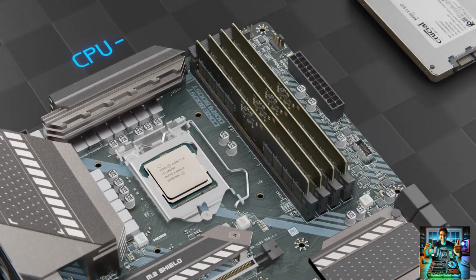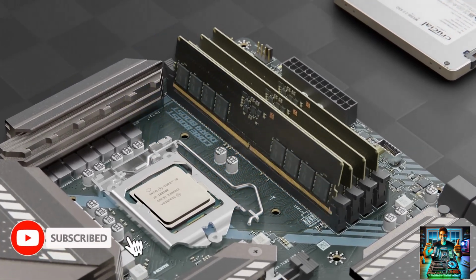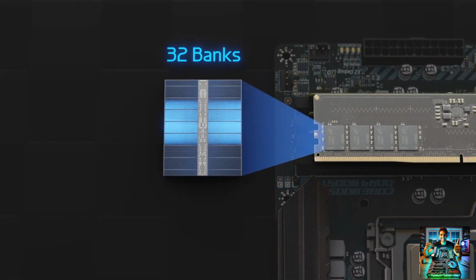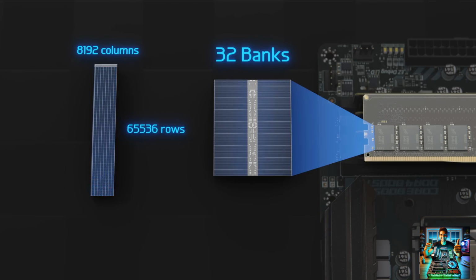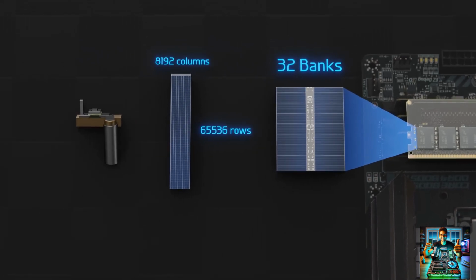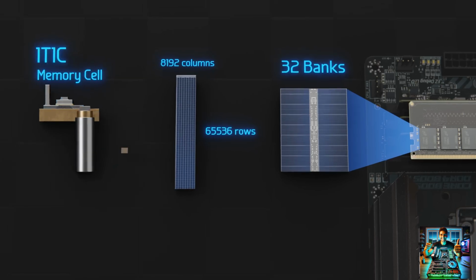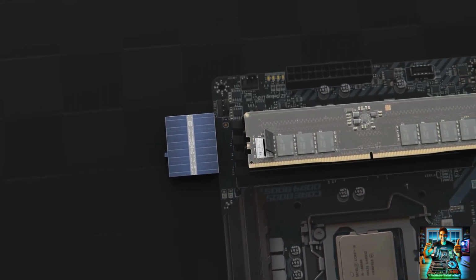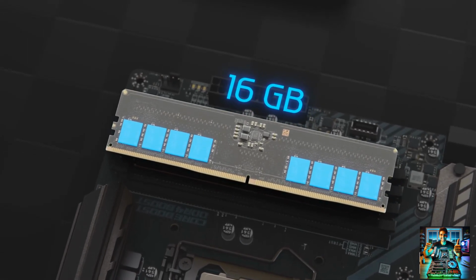The CPU communicates directly with the DRAM through memory channels running inside the motherboard. Inside each of these 8 DRAM chips is an integrated circuit composed of 32 memory banks, each 8,192 columns wide by 65,536 rows tall. The DRAM temporarily stores data using capacitors and transistors called 1T, 1C memory cells in 2D arrays that look like this. Data can be accessed within nanoseconds. However, among these 8 chips, only 16 gigabytes of data can be temporarily stored.